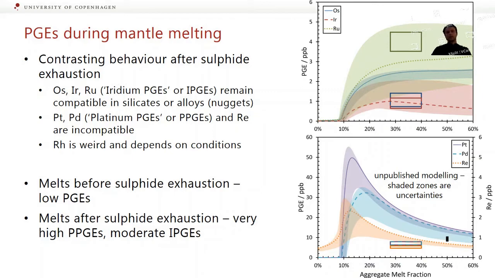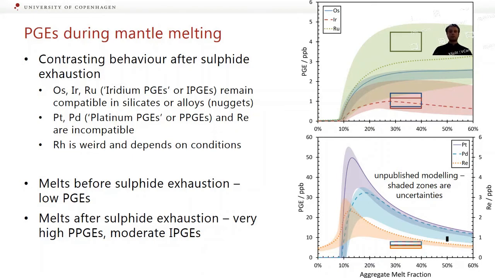Okay. So on the right here is just a plot of what will happen to the PGE contents of an aggregate melt. So this is a pooled fractional melt with degree of melting. So before sulfide exhaustion, all the PGEs are very compatible in sulfide. So all the melts are very low in PGEs. So you can see that between 0 and 10%, the osmium, iridium, ruthenium, and platinum and palladium in the bottom plot are all very, very low.